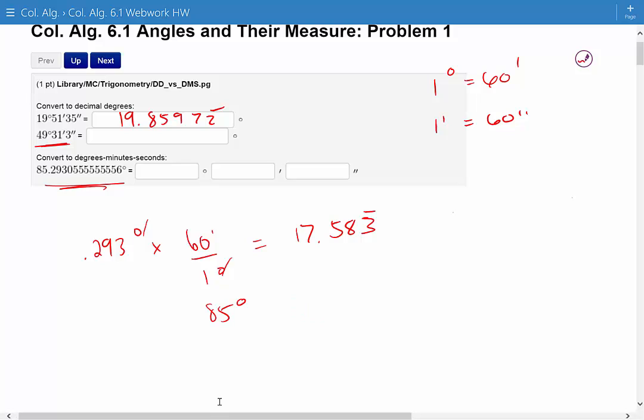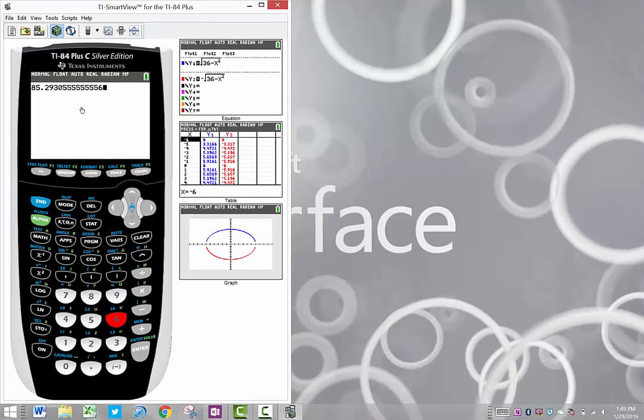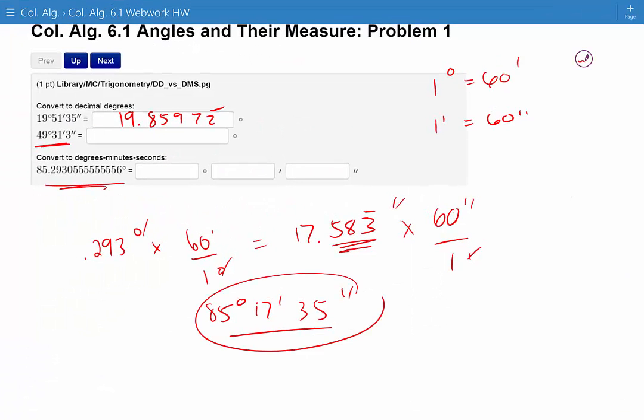So then we'd have 85 degrees, 17 minutes, because this is minutes, and then we could take this decimal right here and convert just that decimal to seconds by doing 60 seconds is equivalent to 1 minute. So the minutes would cancel, and I'm doing just the decimal here, which gives me 35 seconds. So there's my answer. And once again, I can do this in the calculator pretty easily. If I plug this into the calculator and go to second angle and do the arrow degrees, minutes, seconds, which is 4, it converts it for me. It gives me the same thing, 85 degrees, 17 minutes, 35 seconds, which is what we got here.